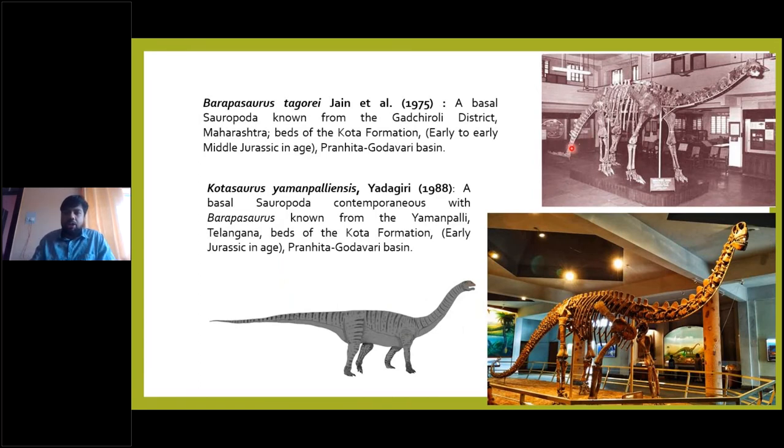Then from the early Jurassic, we have proper sauropods. They were not like Nambalia and Pradhania. They were proper sauropods, which include Barapasaurus tagorei and Kotasaurus yamanpalliensis. Barapasaurus tagorei was described by a team of the Indian Statistical Institute, Kolkata, while Kotasaurus was described by a team of the Geological Survey of India. You can see the mounted skeleton of Barapasaurus in the Geological Museum of ISI, and the mounted skeleton of Kotasaurus in the Birla Museum of Hyderabad.